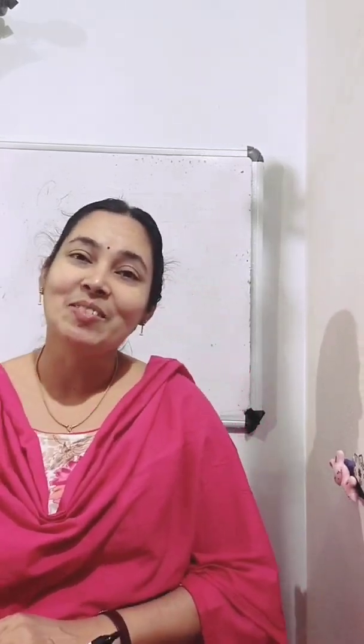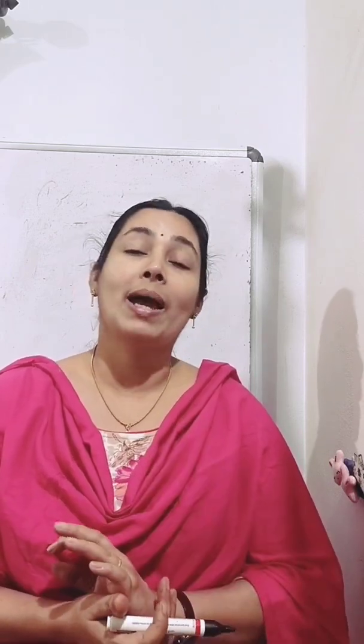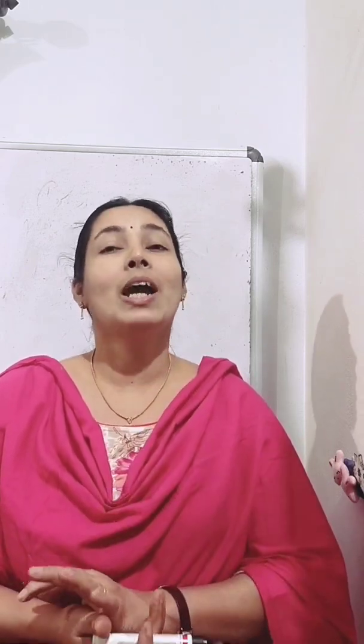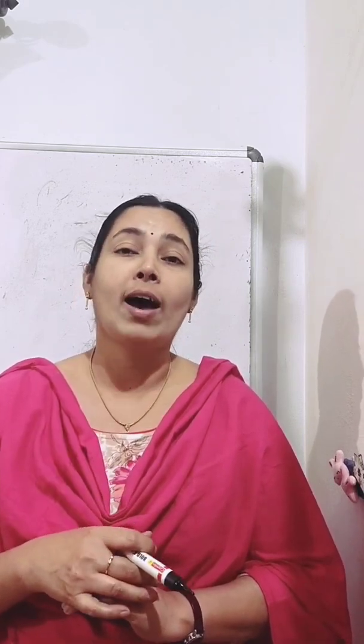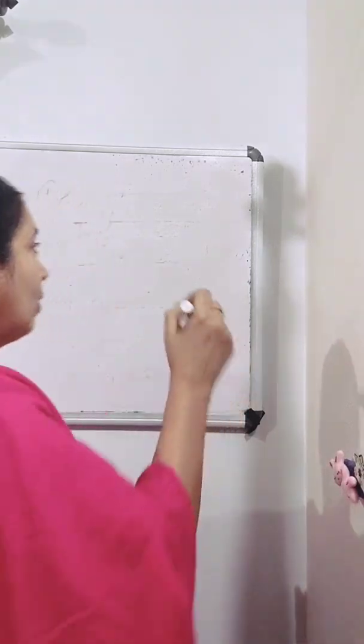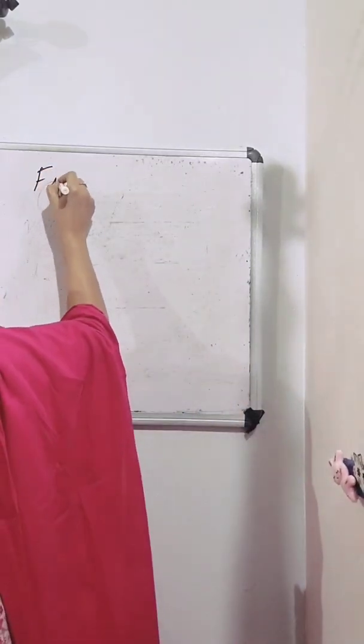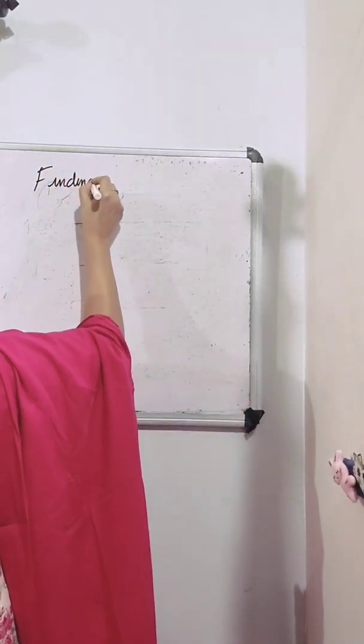So in last class we were discussing the poles of a magnet and we saw that a magnet has two poles. And today we can discuss how we can use a magnet for finding directions. So our next topic is finding directions.